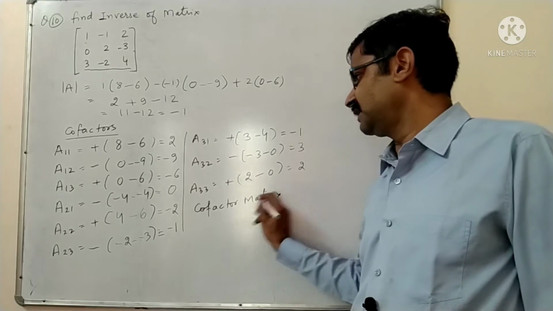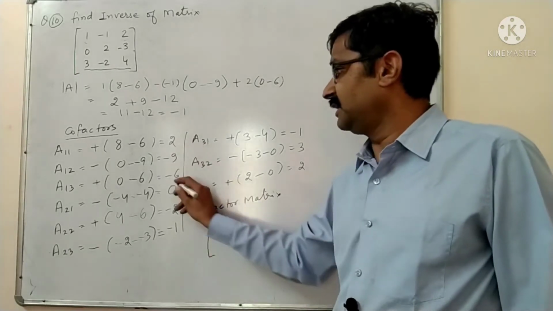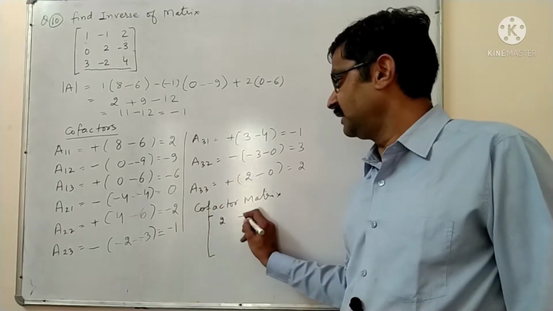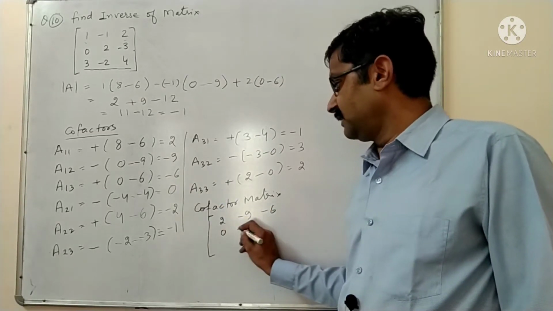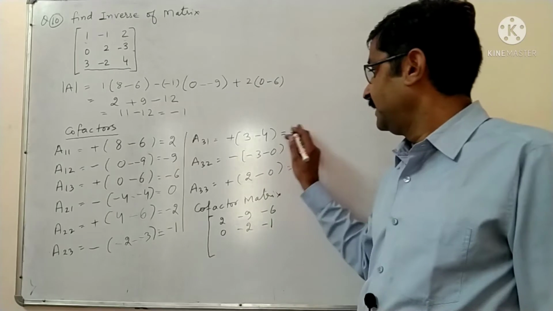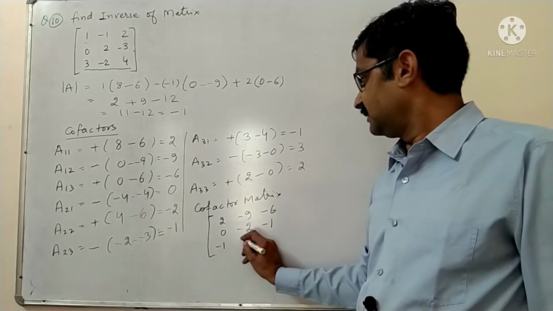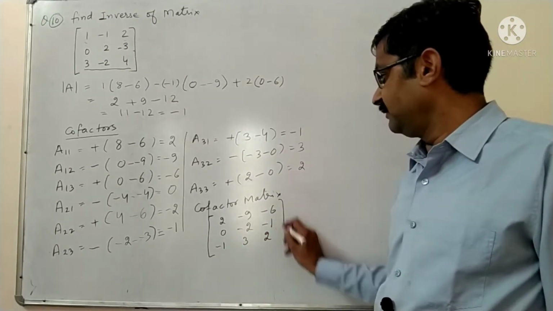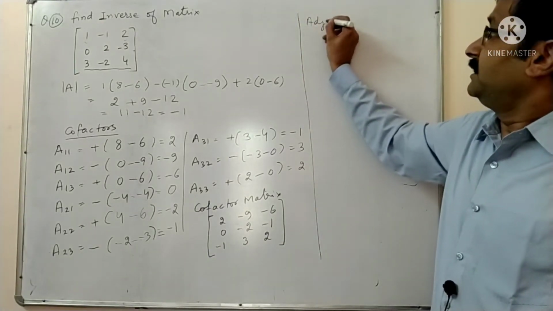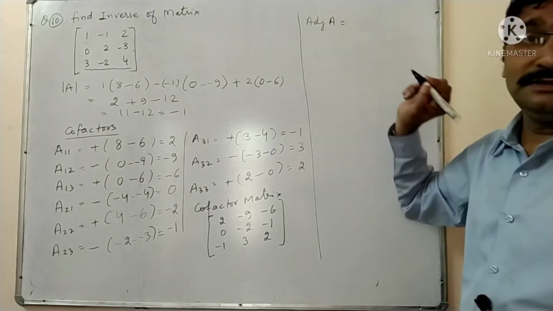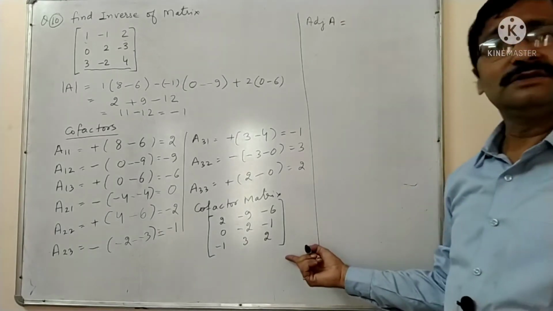So the cofactor matrix will be, first row 3 elements: 2, -9 and -6. Second row elements: 0, -2 and -1. Third row elements: -1, 3 and 2. Then we will find the adjoint. Adjoint A is the transpose of the cofactor matrix.